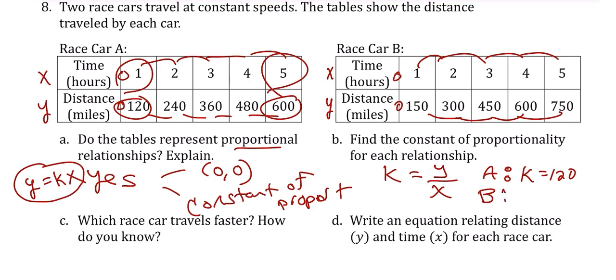Okay, let's look at race car B. Once again, the easiest one to do is 150 over 1, but you could pick any and you'd still get 150. Okay, so let's look now at which car travels faster.